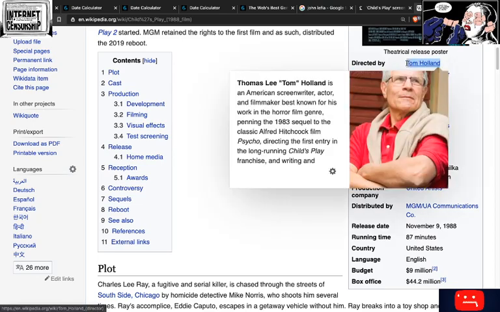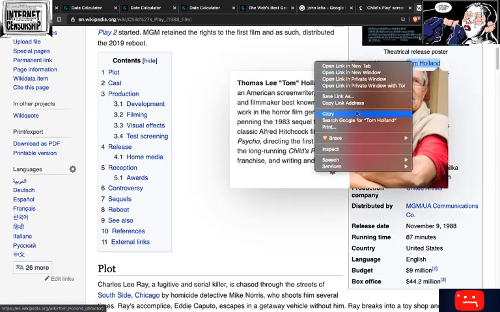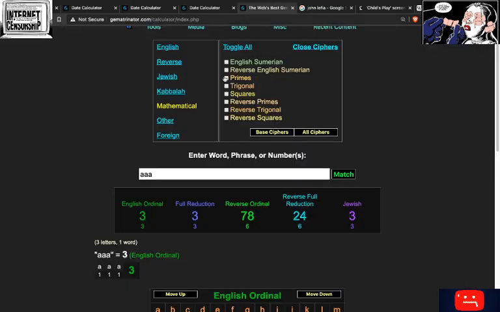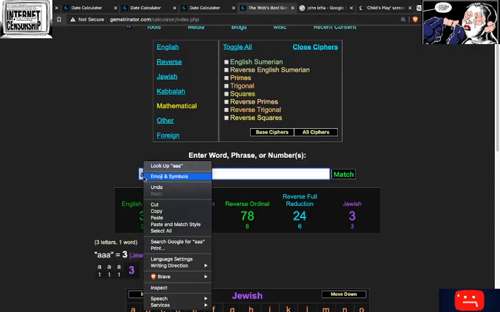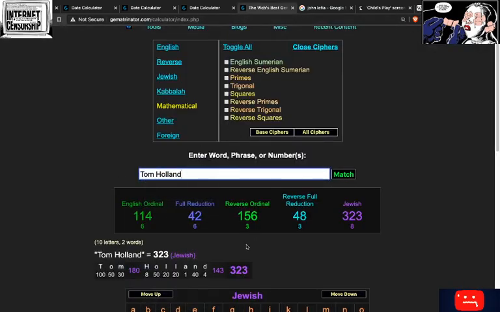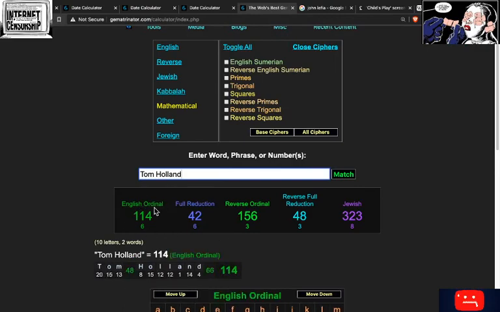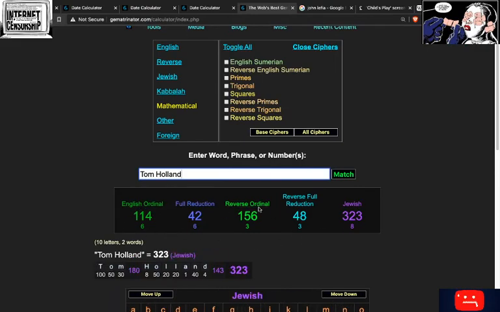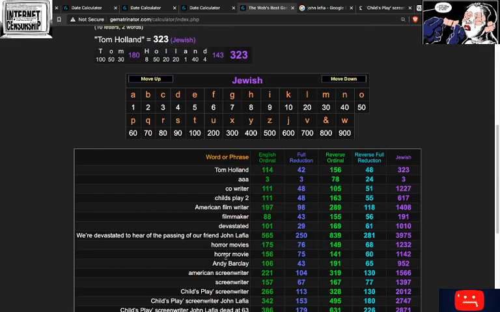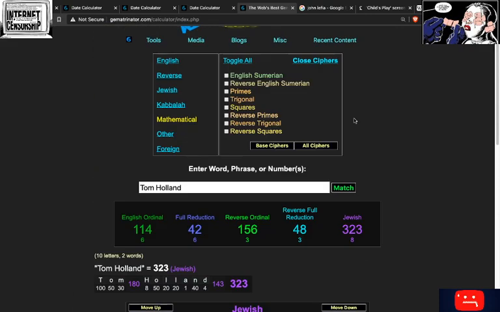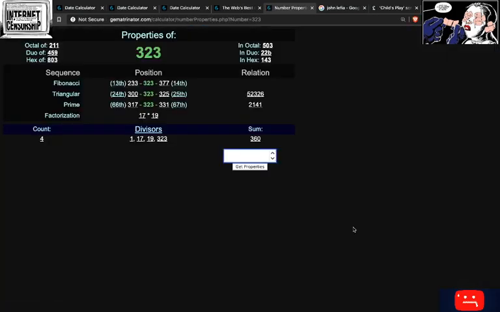Probably even the guy who directed it, Tom Holland, they probably synced it up, but I'm going to leave it there because you could just keep matching stuff all day long. I know I seen 114, I seen 48, I seen the 156. Look, horror movie 156, Tom Holland 156. I mean, it goes on and on and on.